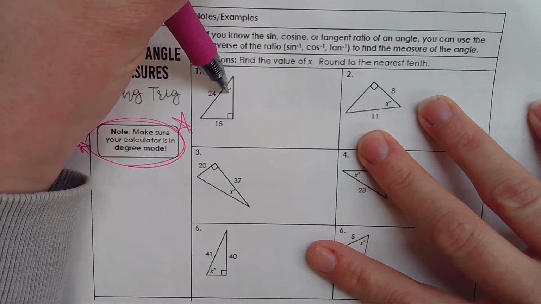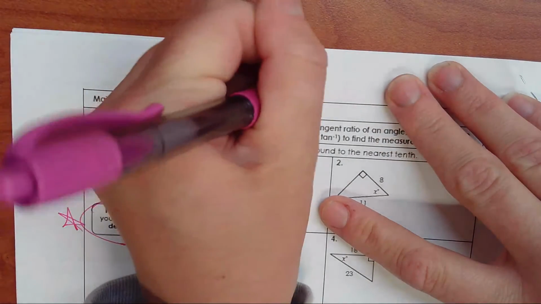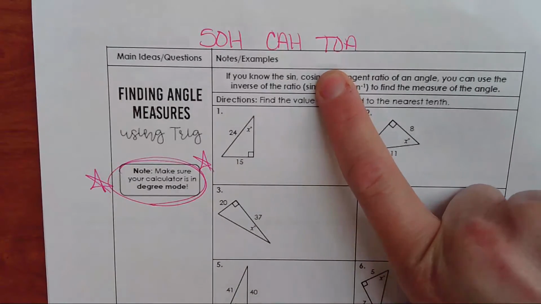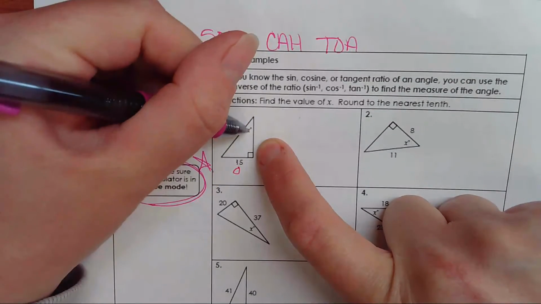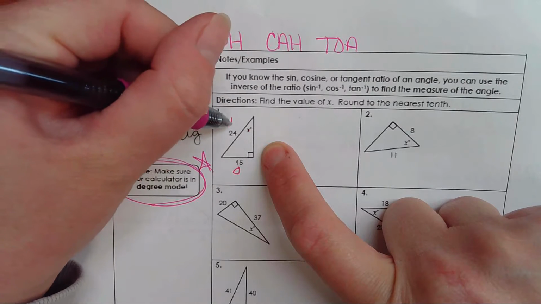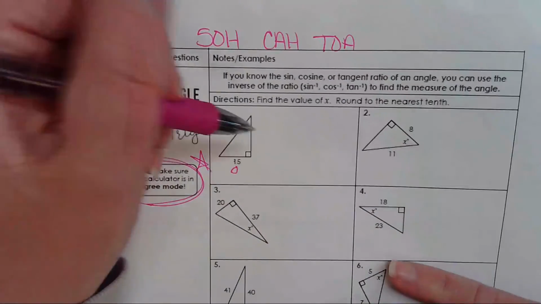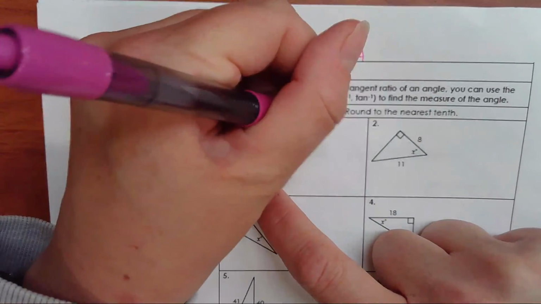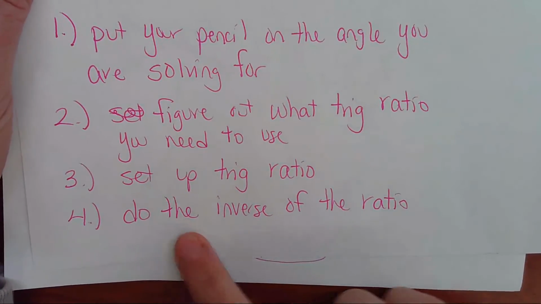Okay, done. Now you need to figure out, because remember we have SOH CAH TOA, which one of these, sine, cosine, or tangent, are we actually going to use. So if this is my angle, the 15 is opposite. The 24 is across from the 90-degree angle. That is the hypotenuse. So I have opposite and hypotenuse, so I'm going to use sine. So from the angle, sine is O over H. So I do 15 over 24. So I set up the trig ratio, set up the ratio, and then do the inverse.